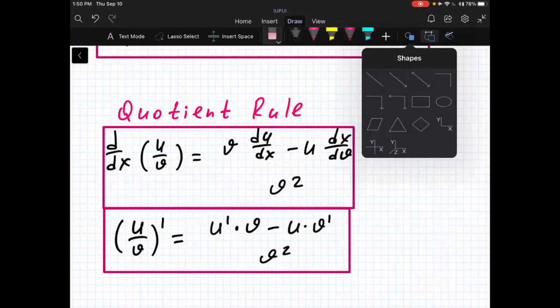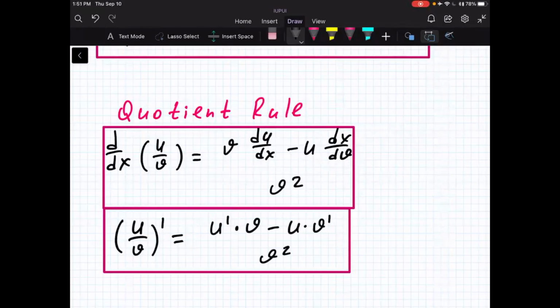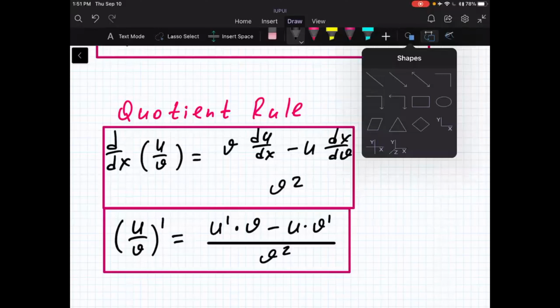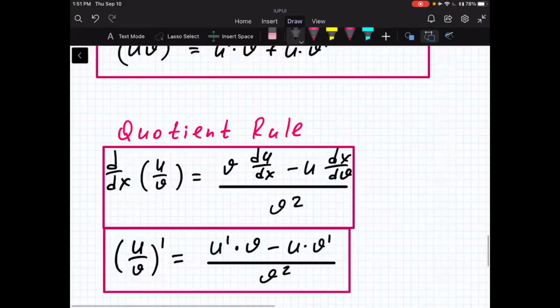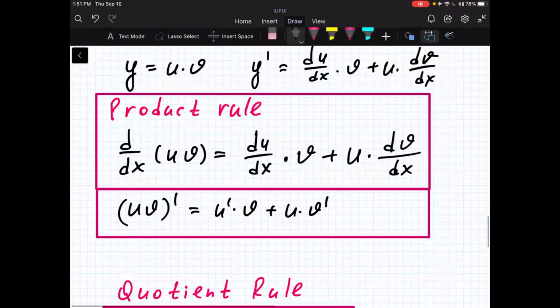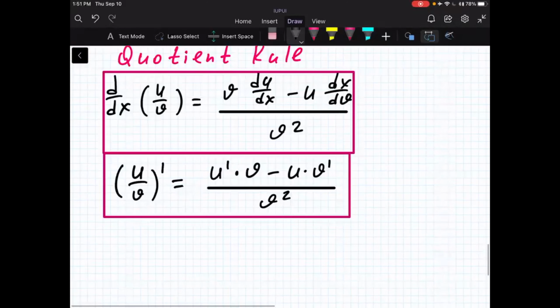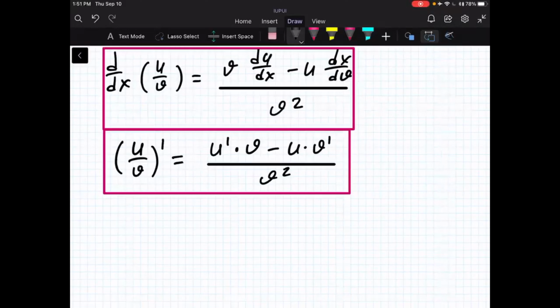So for me, it's easier to remember rules with primes. I mean, it looks better from my point of view. Okay, but let's prove it. It's not very complicated since we already know the product rule.